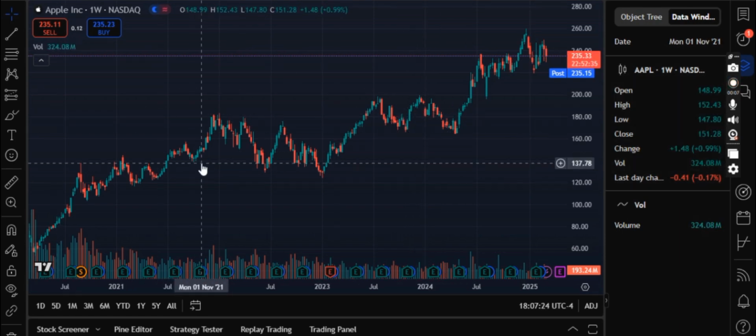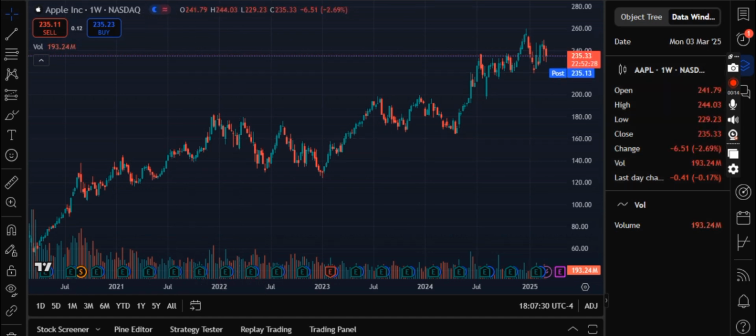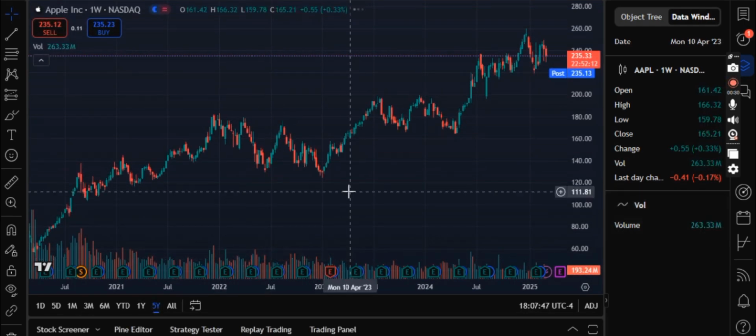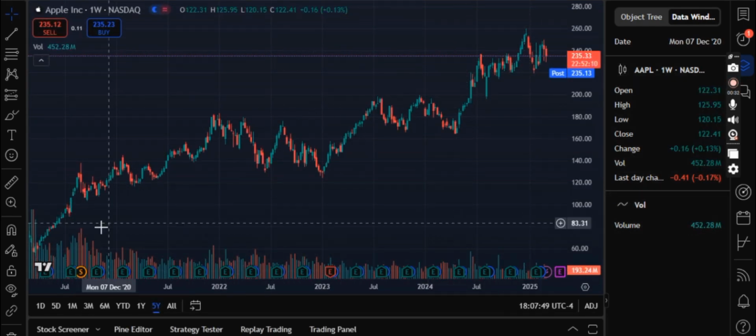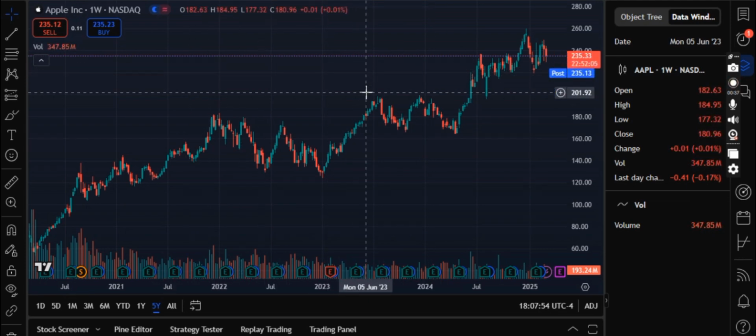Right, so advanced chart analysis. So we pull up this particular stock, Apple. The first thing you want to do when you do your chart analysis for a stock for the first time is go to a big time frame. So we use a 5-year time frame. And the first thing you want to do is identify and draw your trend lines.